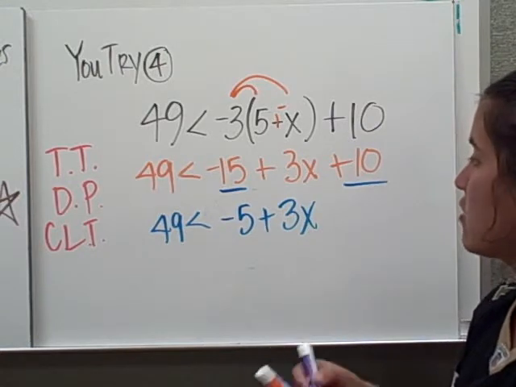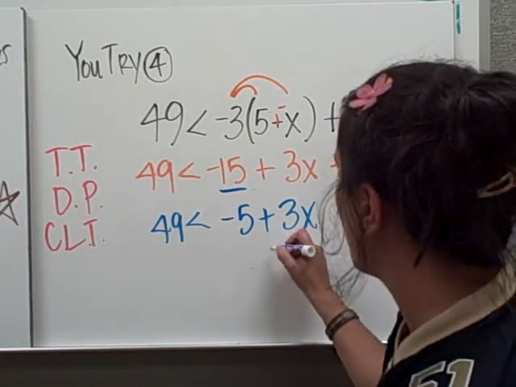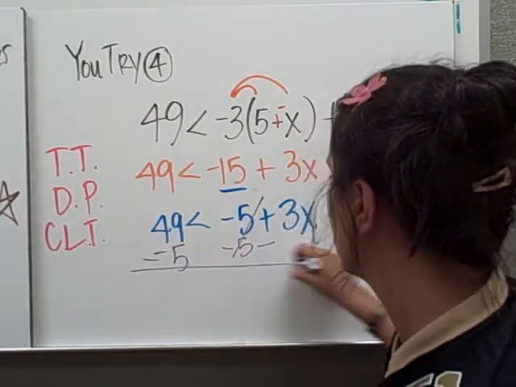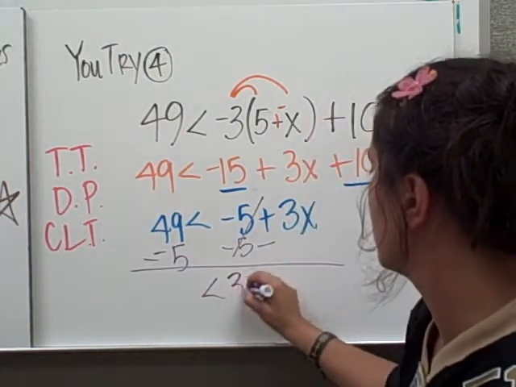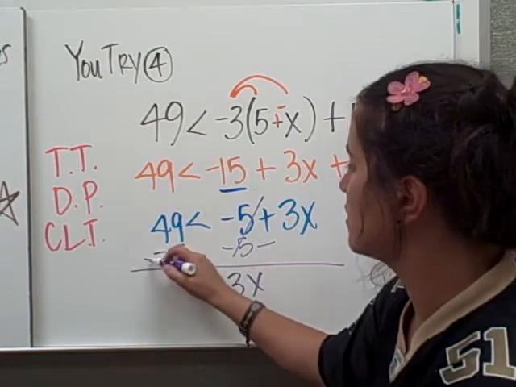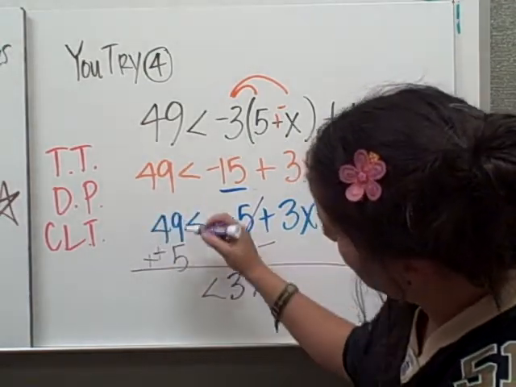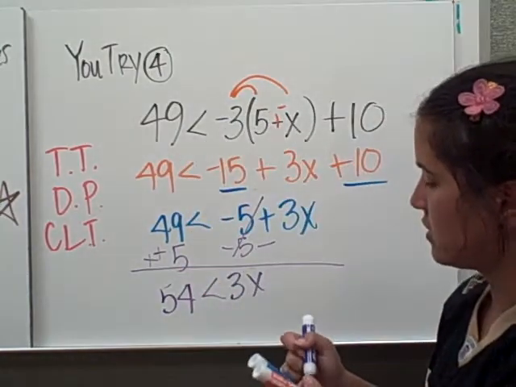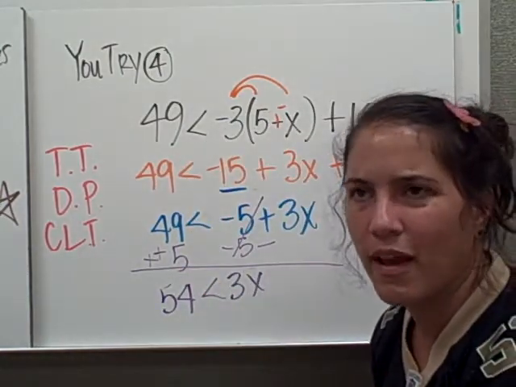And now I can start the solving process. I want to minus negative 5 from both sides. 49, so you touch twice. 49 plus 5 is what, 54? 54 is less than 3x. Ooh, I don't know this one off the top of my head.